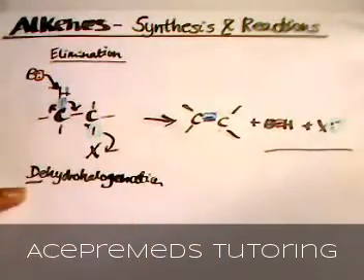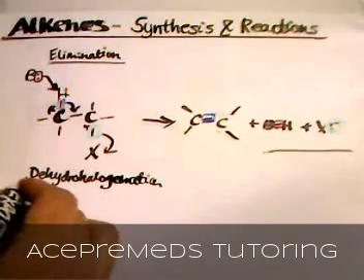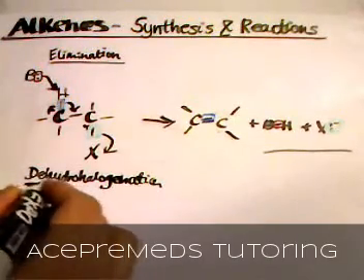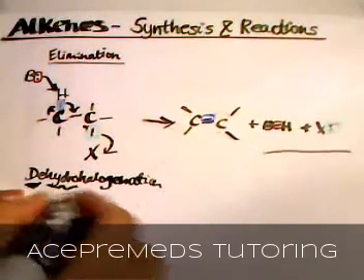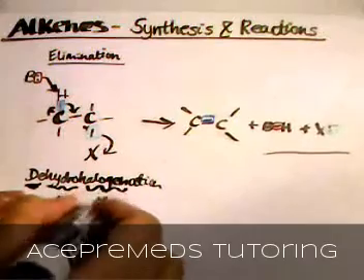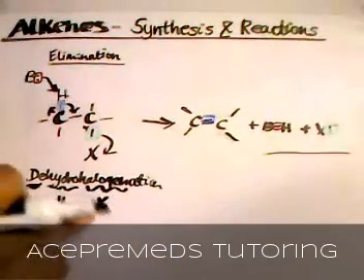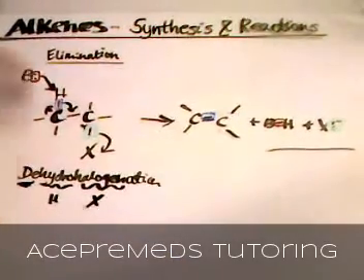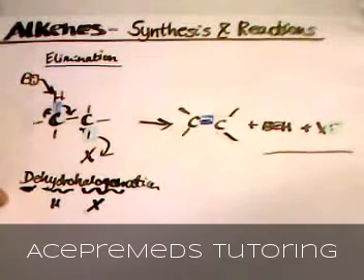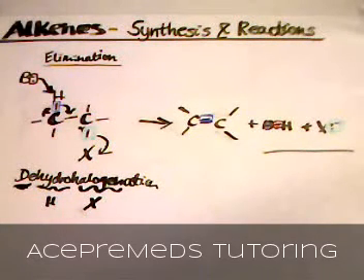Because it's a removal of a hydrogen and a halogen, and hence the name dehydrohalogenation. That's just one kind of an elimination reaction, and there are many other kinds of elimination reactions, which we'll soon see.